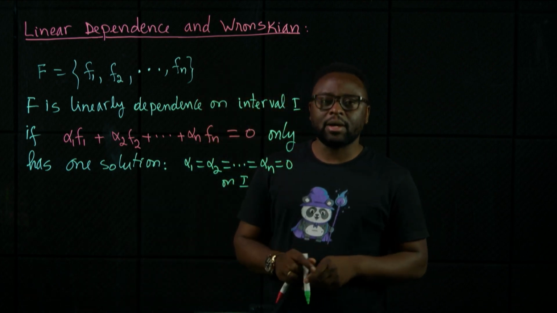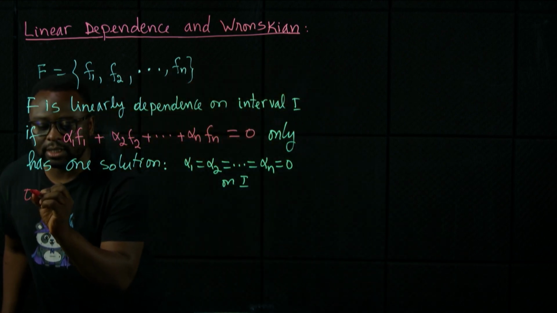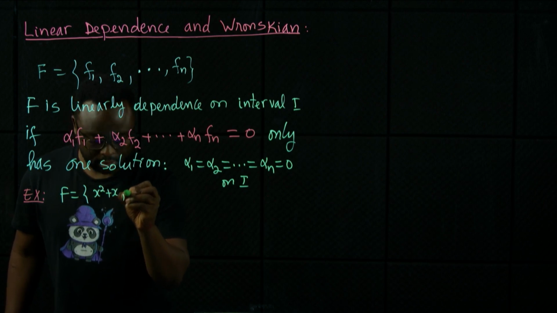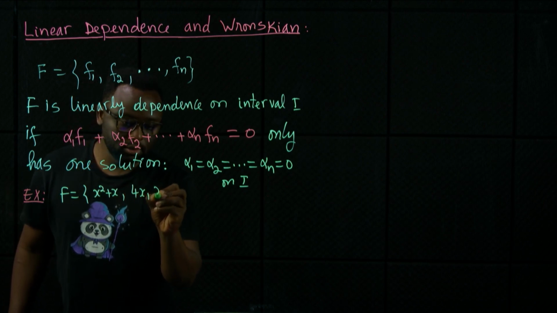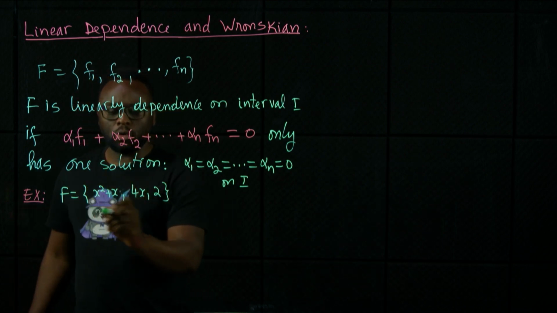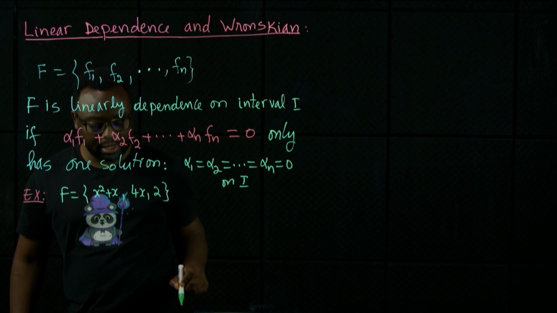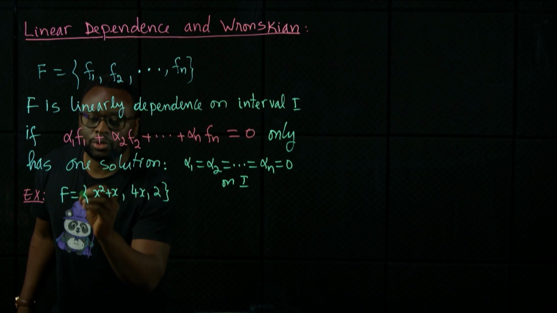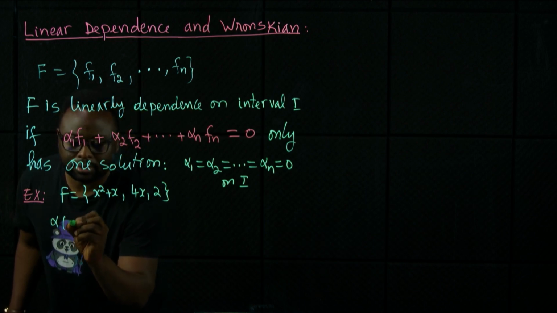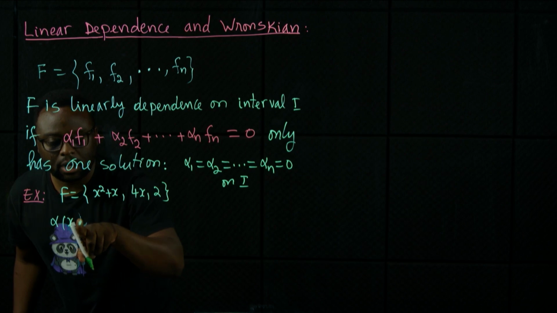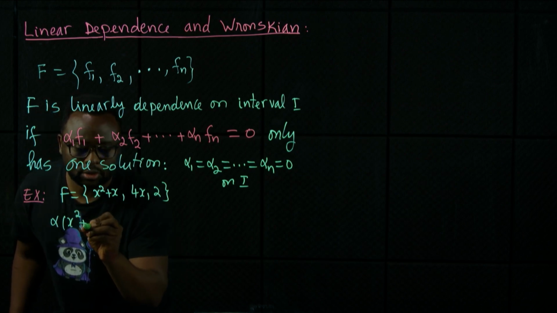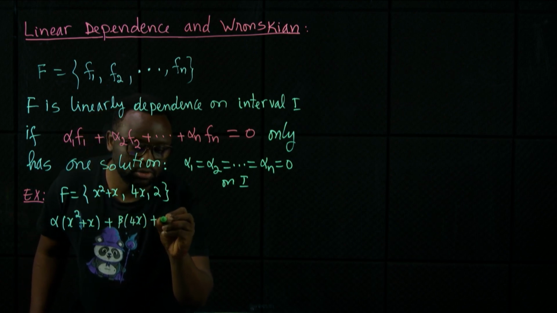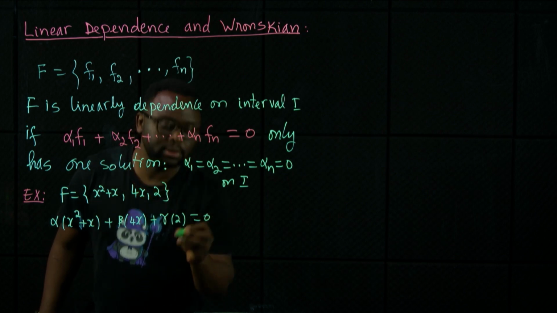All right, let's take an example and see. Let's consider this set, F is equal to x squared plus x, 4x, 2. We want to show that this set is linearly independent. So let's use these definitions. We have to find the solution to alpha times x squared plus x plus beta times 4x plus gamma times 2 is equal to 0.